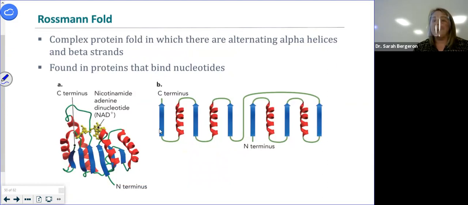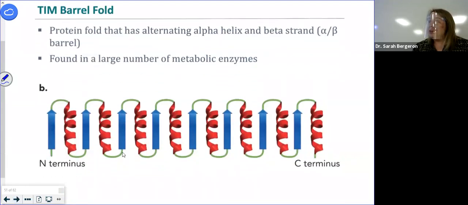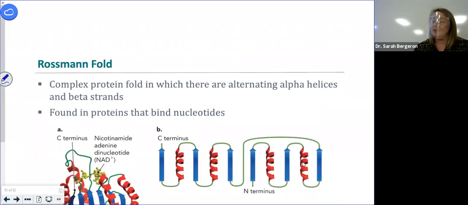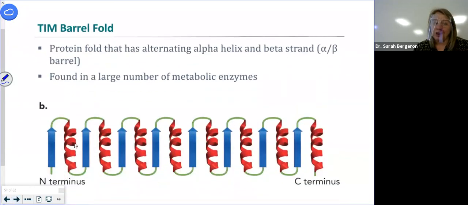Alternate, alternate, alternate. So the example of this one is that these are proteins that will bind to DNA or RNA. So they'll bind to nucleotides. So you can predict which protein is going to bind to nucleotides. There's another barrel, but in this case, it's a barrel that's composed of alternating, right? These are alternating, but it's not necessarily a barrel. This TIM barrel fold is the alternating beta strands and alpha helices, but it ends up forming a barrel.